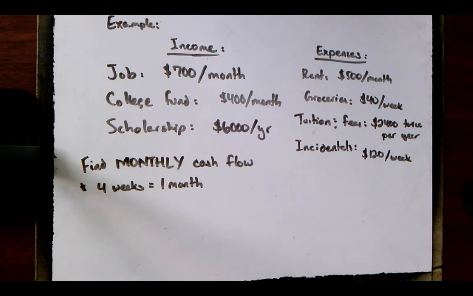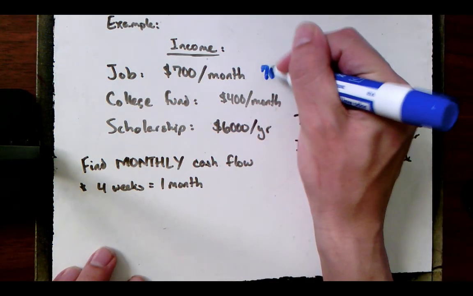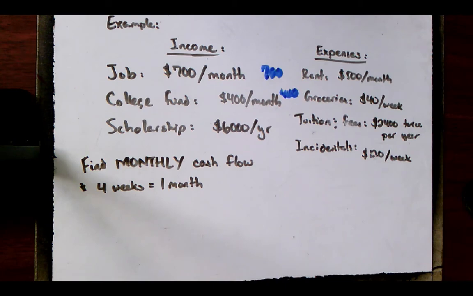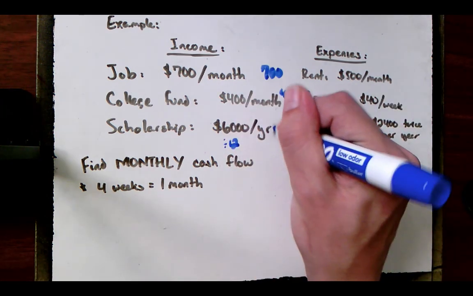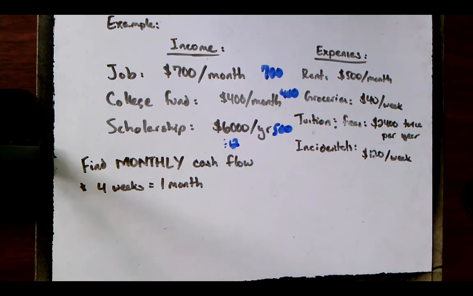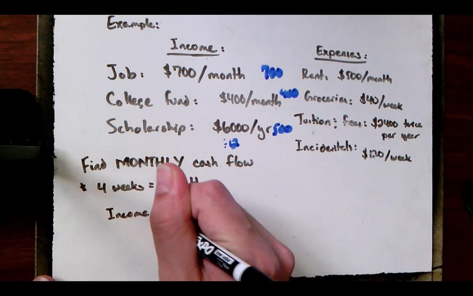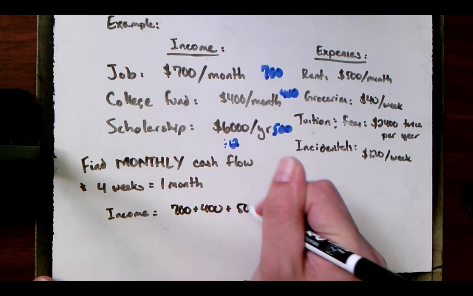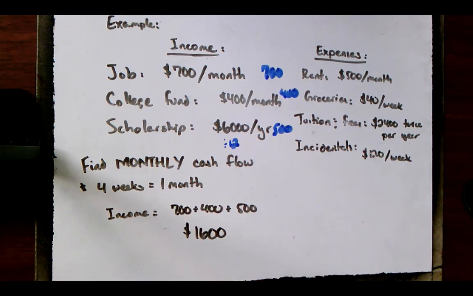So what we do is we look at all these values here. For the ones that are already given to us in months, we don't have to do anything. We can just say, okay, your job is 700, college fund is 400, scholarship is 6,000 a year. Well, we know that there's 12 months in a year, and so we need to chop this number up by dividing by 12. When we divide by 12, we get 500. So I put all these in blue so that we can add them up. And so our total income is going to be 700 plus 400 plus 500, which is $1,600. So much money we have coming in.